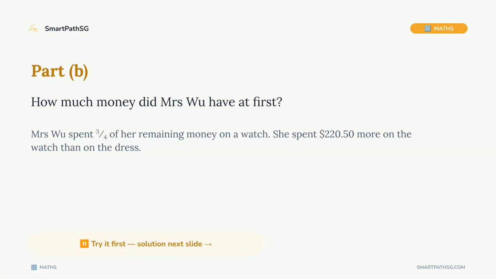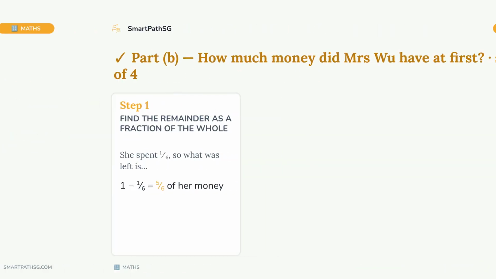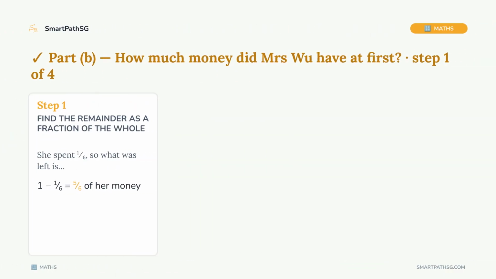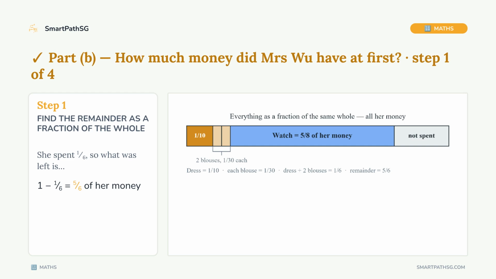Part B is worth 4 marks. How much money did Mrs. Wu have at first? $220.50 is the gap between the watch and the dress. If both of those can be written as fractions of the same whole, then their difference is a fraction of that whole too. The dress is already known at 1/10, so there is exactly 1 missing piece, the watch. Step 1. Find the remainder as a fraction of the whole. Mrs. Wu spent 1/6, so what was left is 1 minus 1/6 equals 5/6 of her total money.